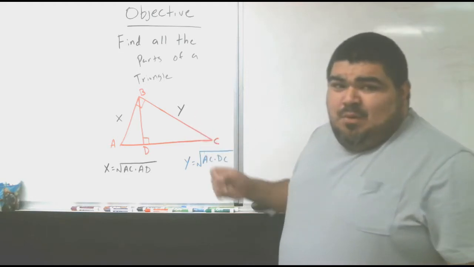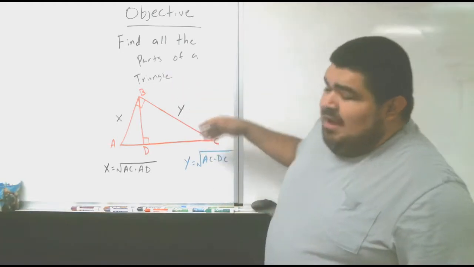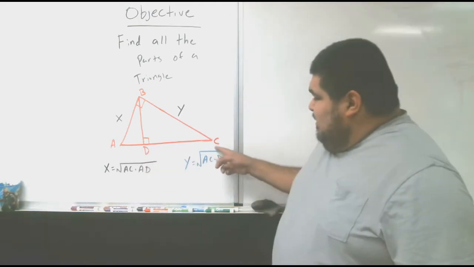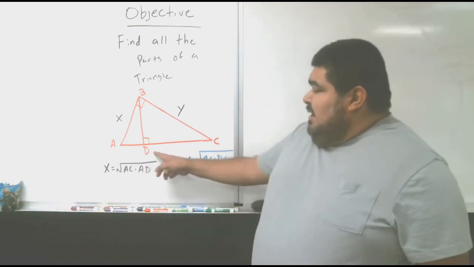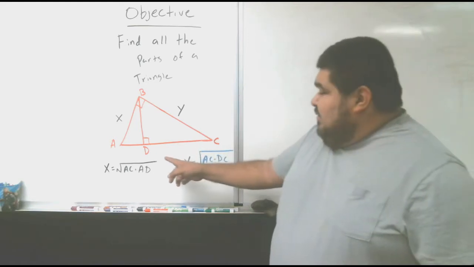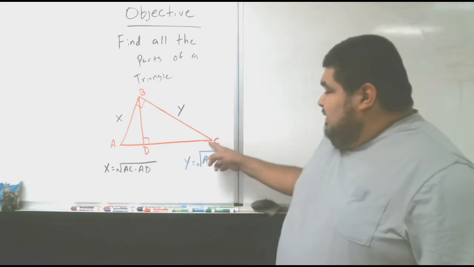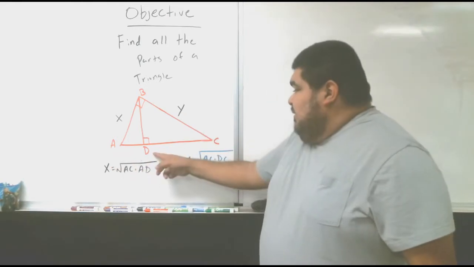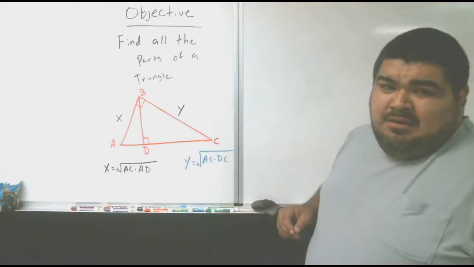When solving for Y on the other side, we have to do the same thing. The only difference now is we're doing the whole thing, AC, times the side on this side, which is DC. This piece here. For X, we did AD. For Y, we're going to do BC.